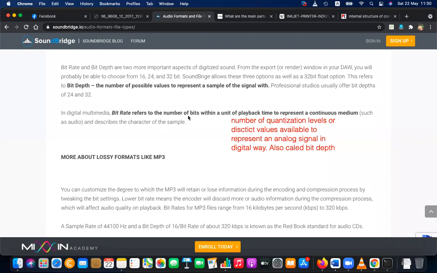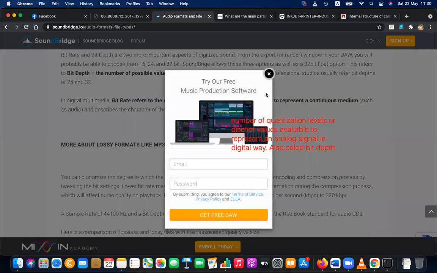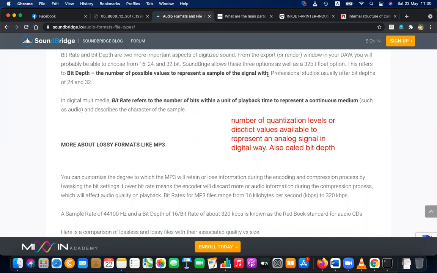Bit rate refers to the number of bits within a unit of playback time, per given time, or per second, how many bits. Understood, the bit rate and bit depth both? Bit depth is the number of possible values to represent, or the number of bits used. And bit rate is, in a given time, how many bits you get. So that is for sounds.